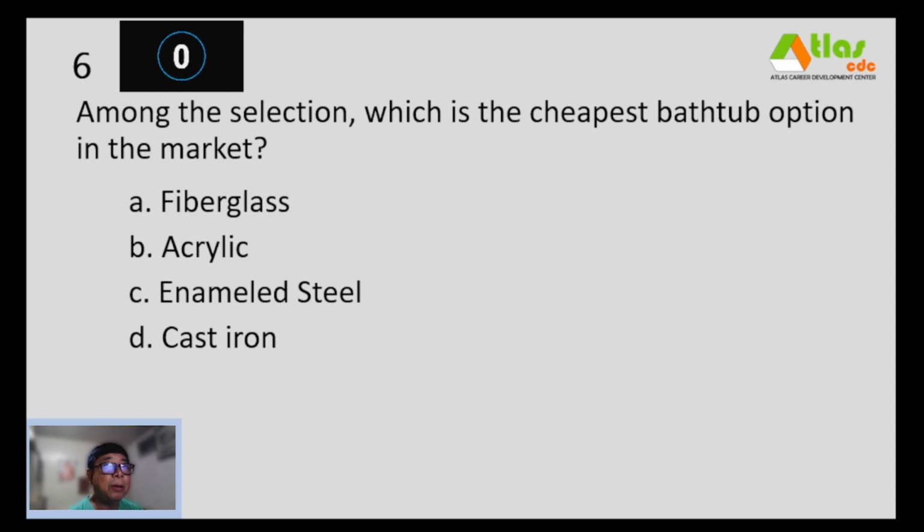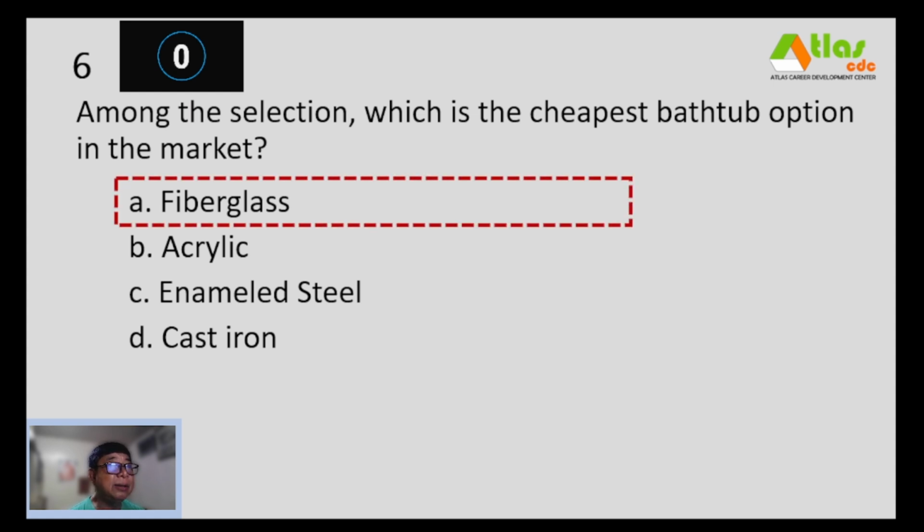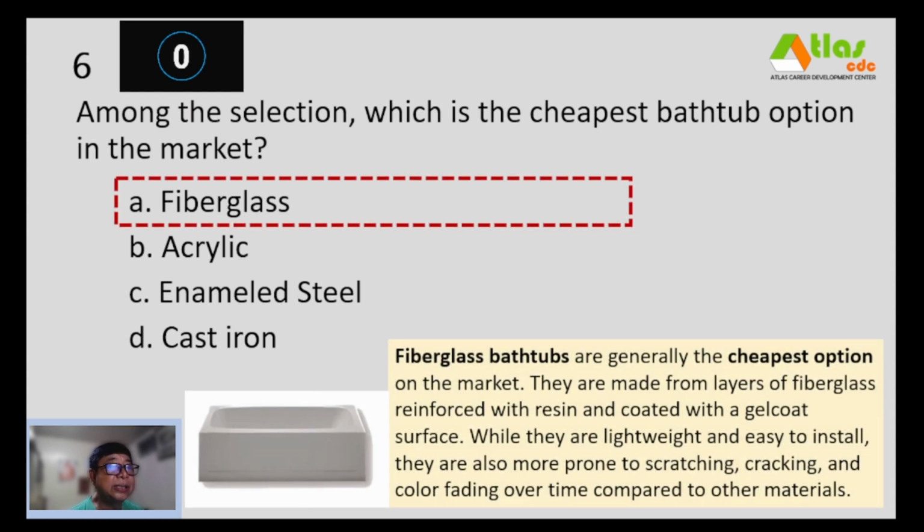And our correct answer here is letter A, fiberglass. So fiberglass bathtubs are generally the cheapest option on the market. They are made from layers of fiberglass reinforced with resin and coated with a gel coat surface. While they are lightweight and easy to install, they are also more prone to scratching, cracking, and color fading over time compared to the other materials.